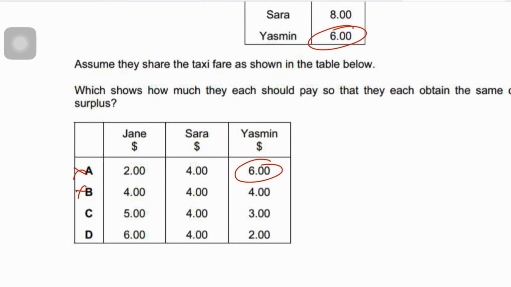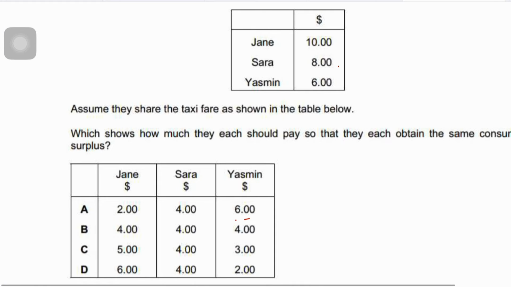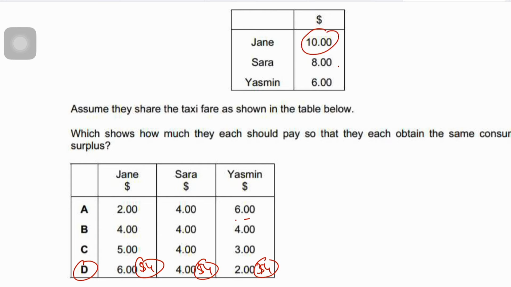It seems like D because these values are too close to each other in C and the differences are quite high. So the answer should be D because 10 minus 6 is $4 consumer surplus, 8 minus 4 is $4, and 6 minus 2 is $4. So you see the consumer surplus is consistent in option D. And consumer surplus is simply the willingness to pay minus what you actually end up paying. So if Jane is willing to pay $10 and she pays $6, the consumer surplus is 4. And if Sarah is willing to pay $8 and she pays $4, the consumer surplus is 4. So it was a pretty simple question.